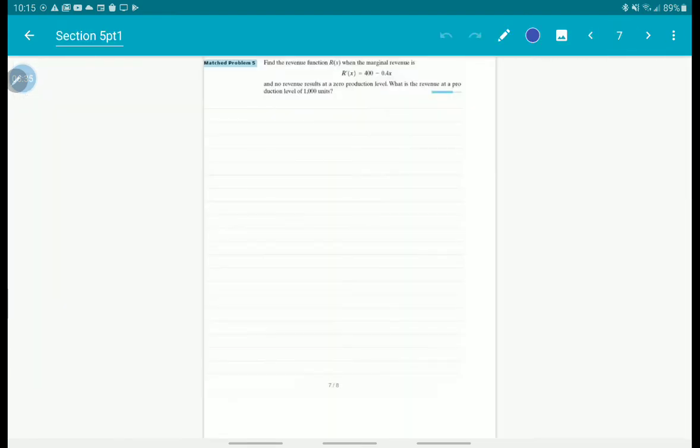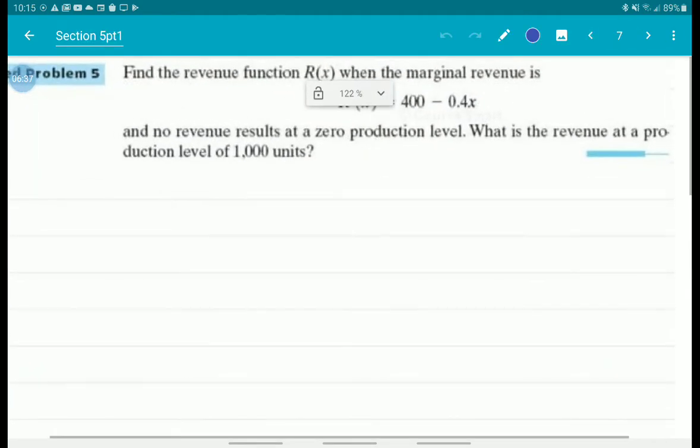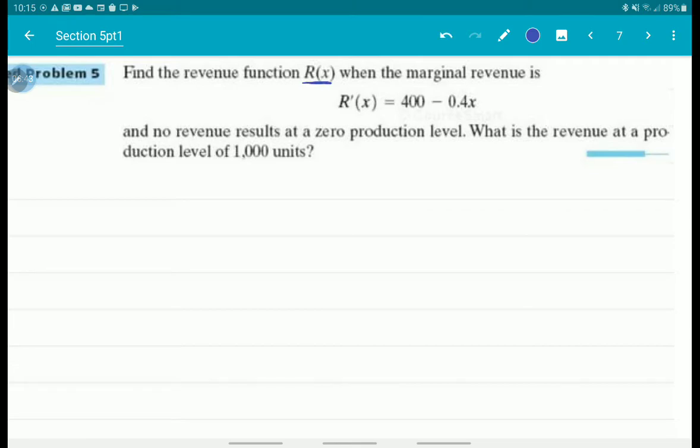Now let's look at a couple of word problems. In this problem, we have a revenue function, R of x. That's what we're trying to find. They're giving us the marginal revenue. Remember, marginal means derivative. So we have the derivative of the revenue function, which they're notating here. Notice the prime there.